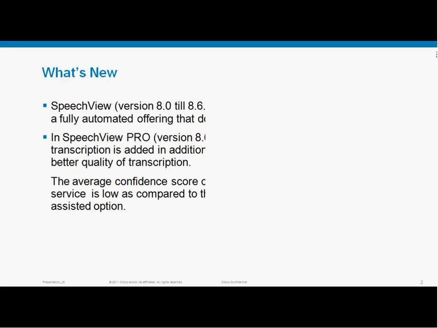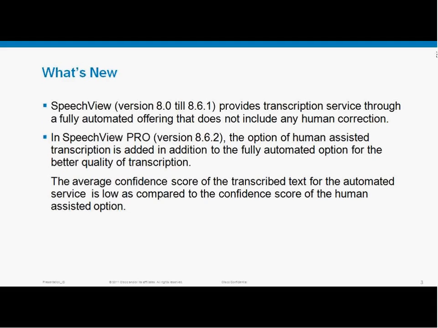Moving on to what's new, or what we have changed in this user story. The current version of SpeechView, that is version 8.0.2 till 8.6.1, provides transcription service through a fully automated service that does not include any human correction. That means there is no human assistance during transcription of messages. In SpeechView Pro, that is from version 8.6.2, the option of human-assisted transcription is added along with the fully automated option. That is the latest change.